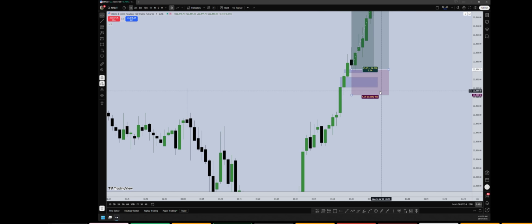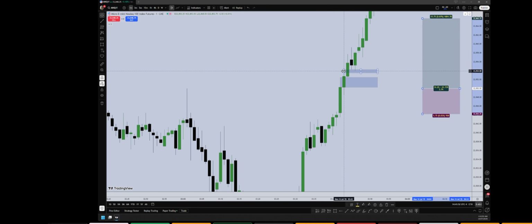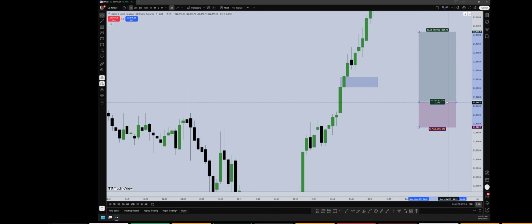Okay, now another way you can, let's say this fair value, before it was presented, what you can look for before this fair value was created.